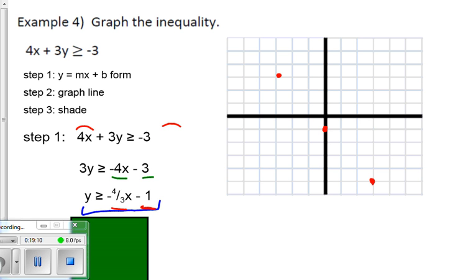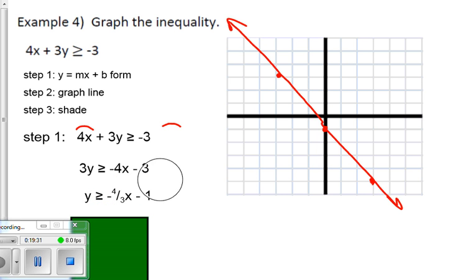Again, we need to ask, are we doing a solid line or a dashed line? In this case, because it has or equal to, it's going to be a solid line. So we start like that. The Smartboard's getting a little off, that's fine. And that's going to be our solid line for this inequality.